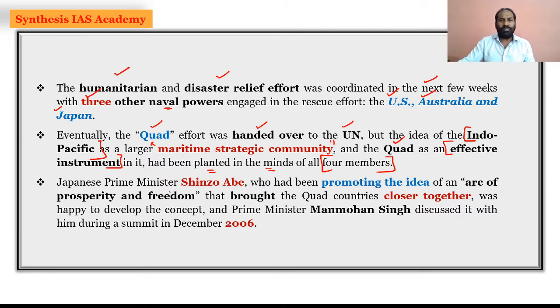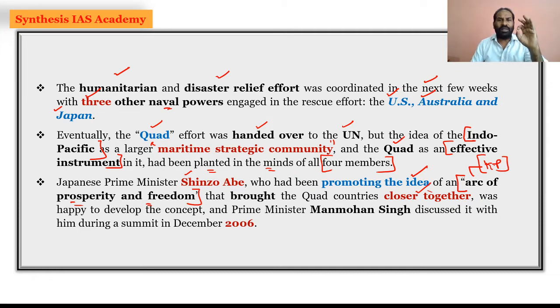So thereby, the promoting of the idea by the then Japanese Prime Minister Shinzo Abe came up with the idea of an arc of prosperity and freedom. Arc of prosperity and freedom. This is the key phrase, wherein it could be a question in the mains. Not talking about the Quad, not really mentioning the Quad, but how the idea of promoting the arc of prosperity and freedom brought the Quad countries close together.